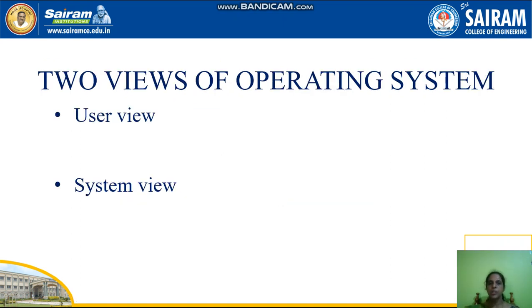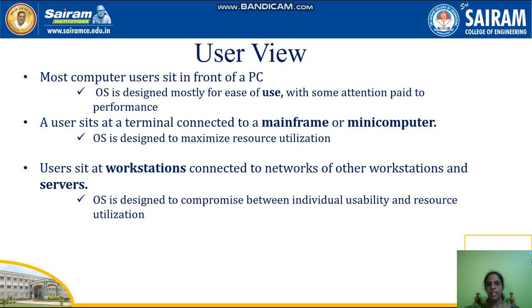And there are two views of operating system. Those two views are user view and system view. First one is user view. To explain user view, there are many situations. The first situation is most computer users sit in front of a PC. In that case, the OS is designed mostly for ease of use with some attention paid to performance. We never think, in that case, about resource allocation or how resources are being used by these users.